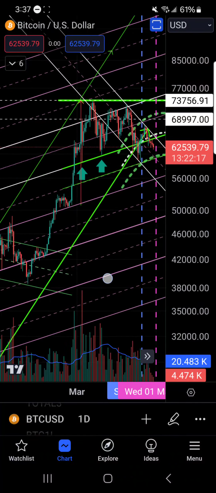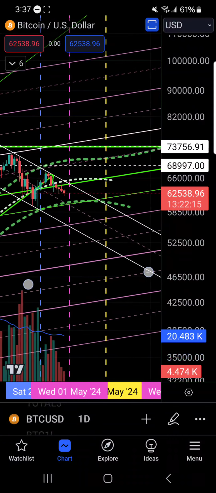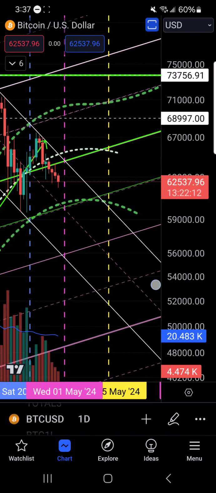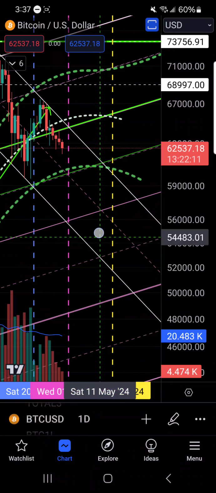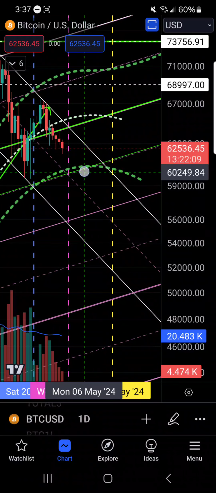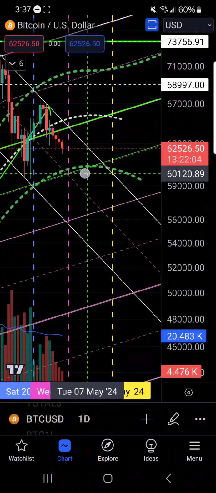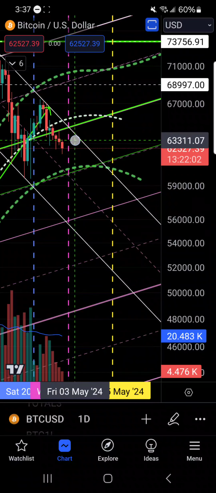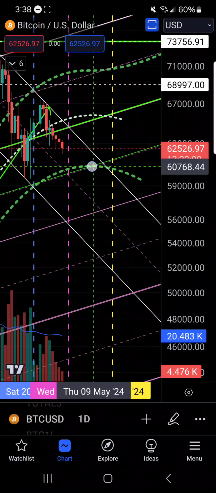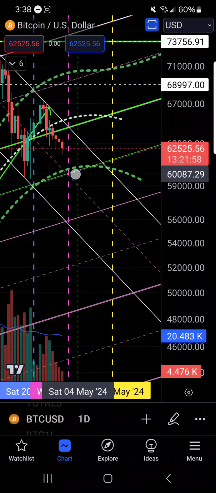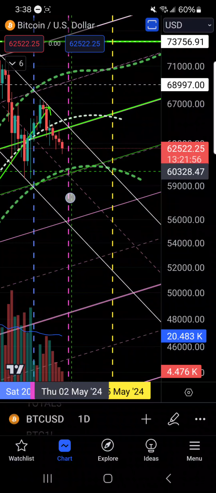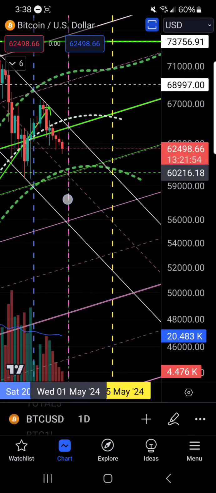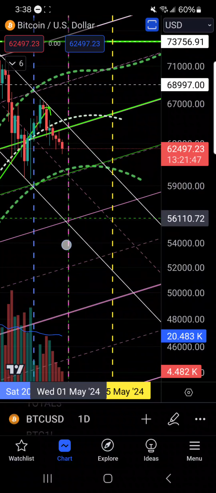And then it tells you where we could dump to. Because actually, look at how the bottom of the daily Gaussian channel interacts right here with this line right here. So if we did wick down, where would we wick down to? Right here, I think. $60,000 or something like that. Or possibly down to here.